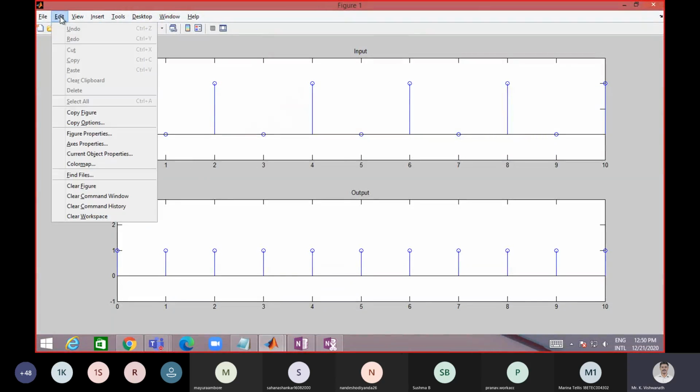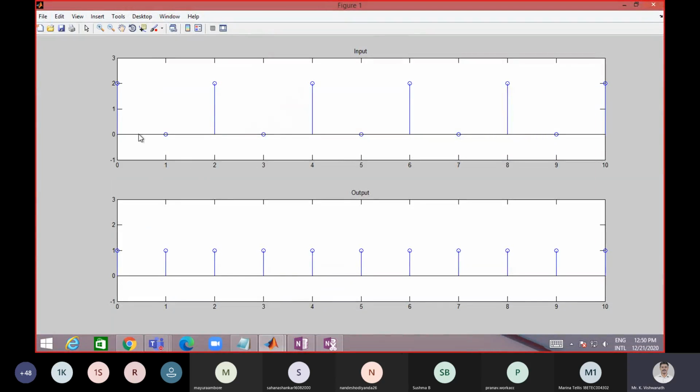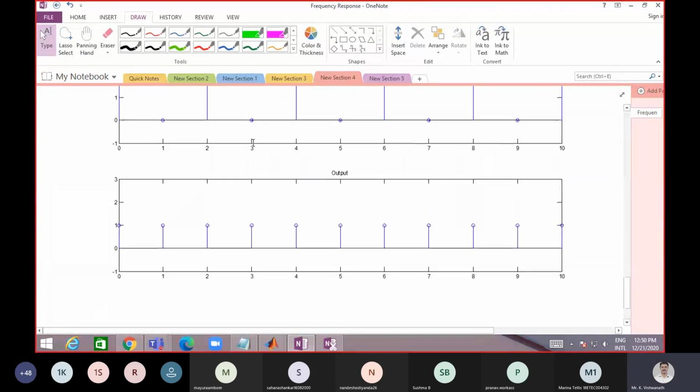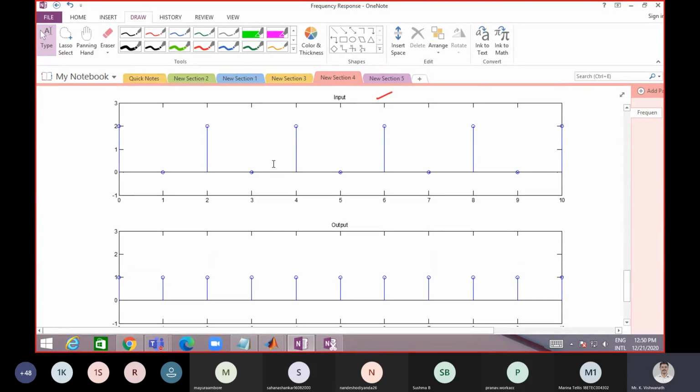Okay, I set the axis. I'll copy this figure. Copy. Okay. Here we'll try to draw.